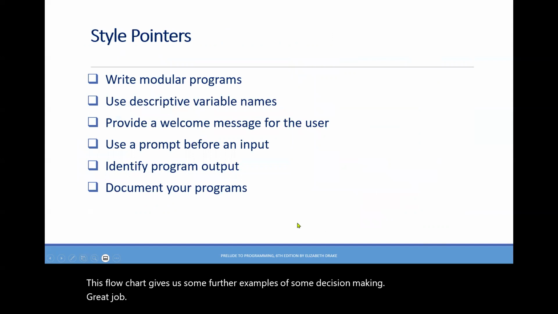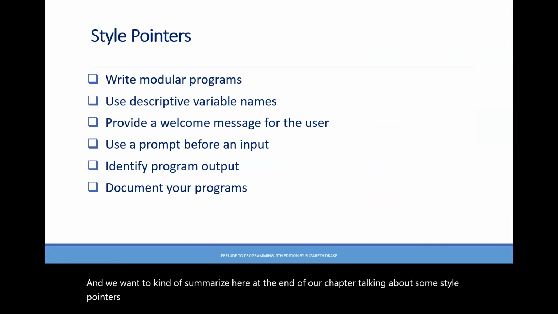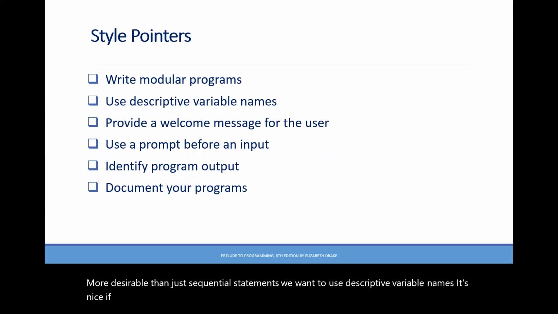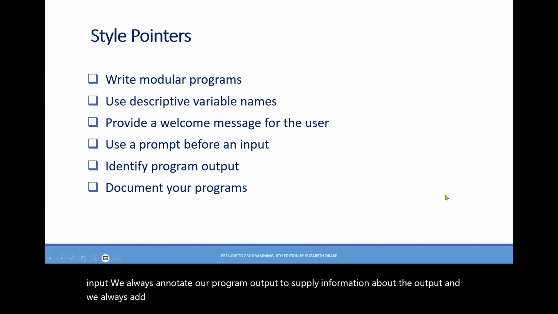And we want to summarize here at the end of our chapter, talking about some style pointers. We've seen that modular programs are more desirable than just sequential statements. We want to use descriptive variable names. It's nice if we provide a welcome message to the user. We always use a prompt to prompt for input. We always annotate our program output to supply information about the output, and we always add comments to document our programs.